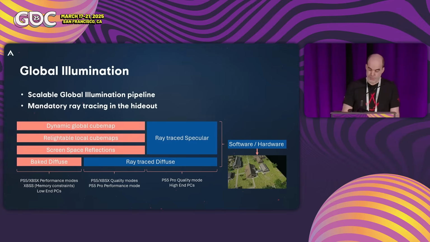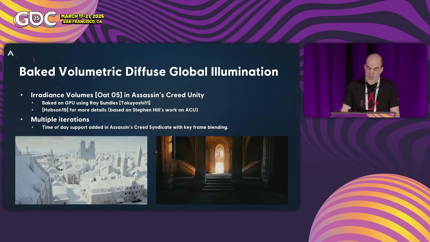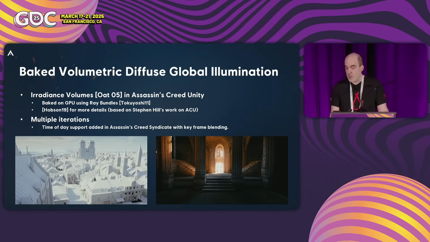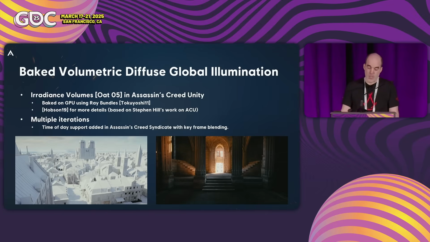So the first version of our baked volumetric GI dates from AC Unity. It was baked on a GPU using ray bundles, and I will refer you to the great talk of Josh Hobson about indirect lighting in God of War. It's based on the work done in ACU, and it describes very well the pipeline. The main difference with Unity is the open world structure. So the system went through multiple iterations. For example, we didn't support time of day at first. It was added later in the next game, Syndicate.